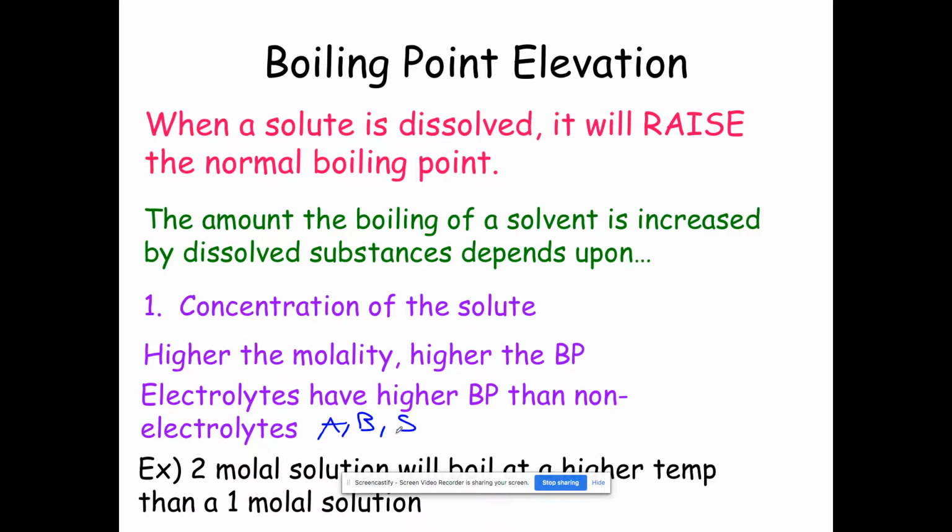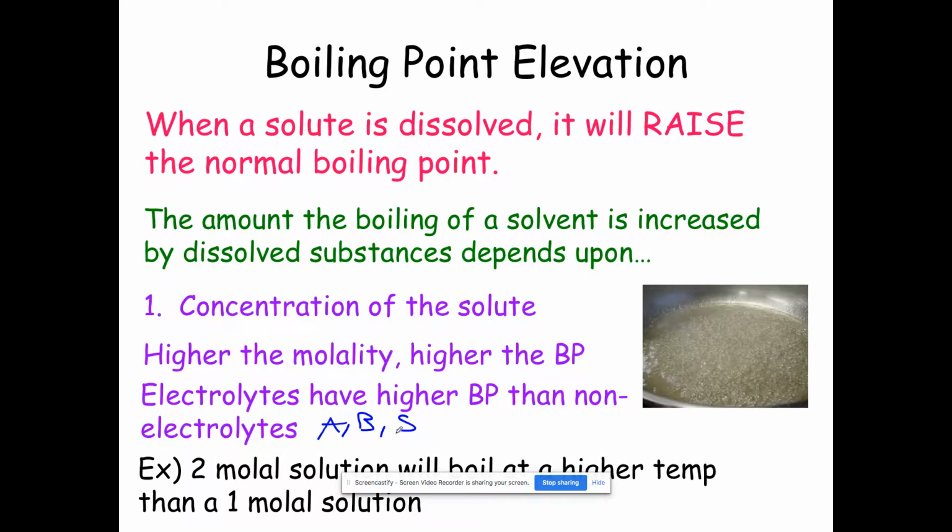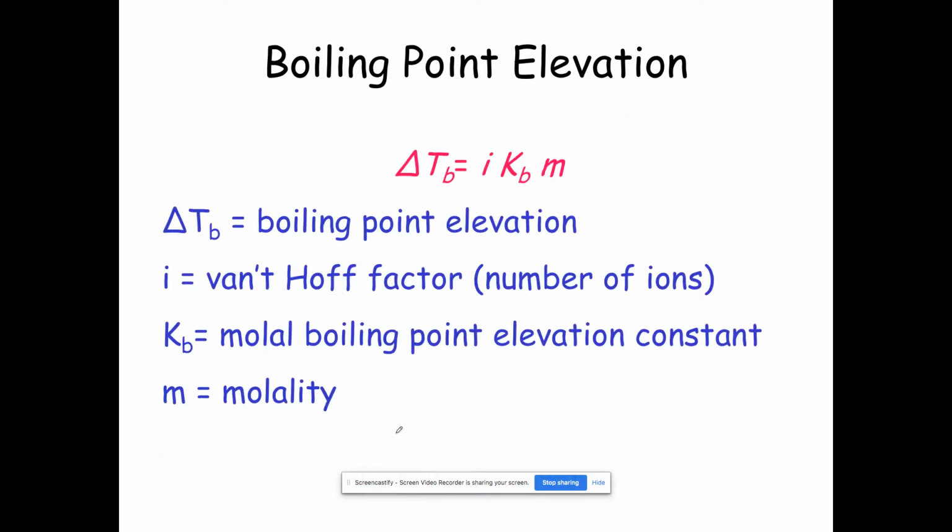And sorry you can't see that. A 2 molal solution is going to boil at a higher temperature. It's just more extreme. This is a sugar syrup if you're making candies. So the more sugar you put in your solution, the higher the boiling point. So we've got pretty much the same formula, except now we're talking about boiling point being raised.